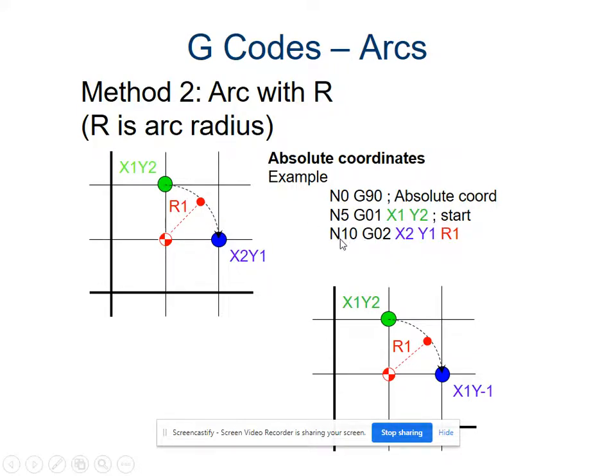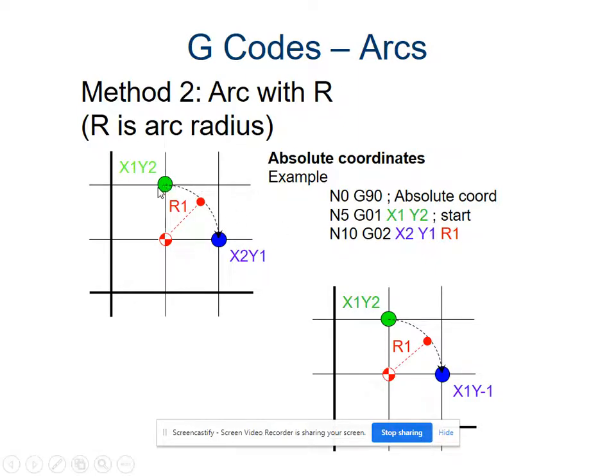Now, it says N10, G02, X2, Y1. Alex, what would that command be doing? N10 is the number, right? What's G02? That's correct. So we're going from the green dot here to the blue. So it's going down this way. Alex, what is the X2, Y1? What does that mean?